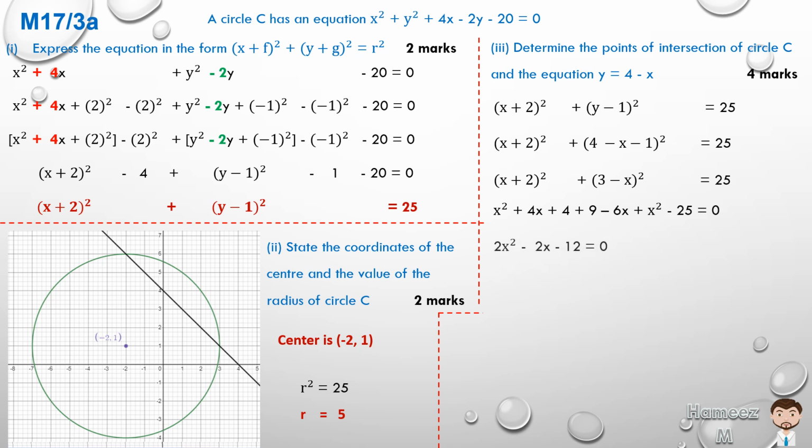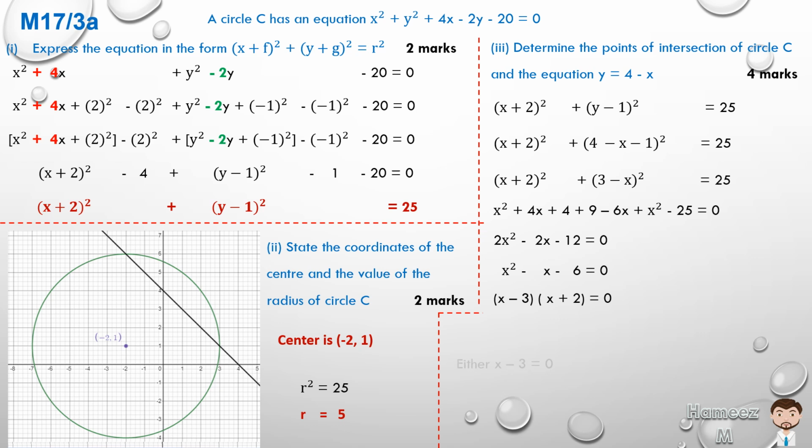So we can now simplify. It will give us x squared plus x squared is 2x squared, plus 4x minus 6x is minus 2x, plus 9 plus 4 is 13, minus 25 is minus 12, is equal to 0. And we can solve as is using the quadratic formula, or we can divide by 2. So it will give us x squared minus x minus 6 is equal to 0. And we can factorize, so that will give us (x minus 3) times (x plus 2) is equal to 0.